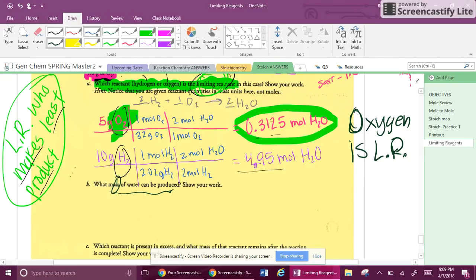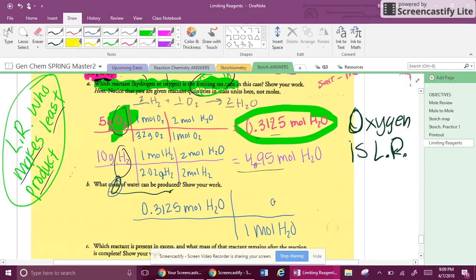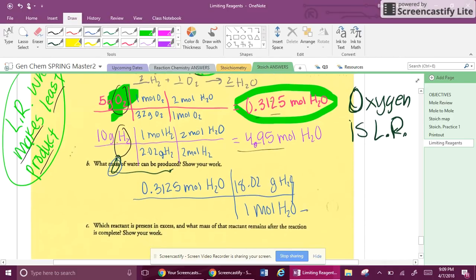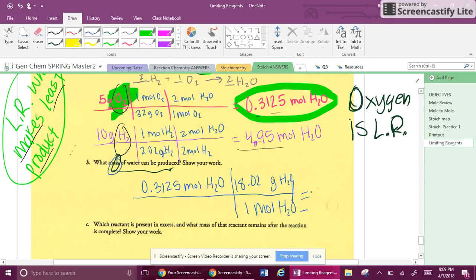What mass? So I'm just going to start with what I calculated up here, 0.3125 moles of H2O, and I'm going to convert that to grams because it wants the mass. And I know that for every 1 mole of H2O, the mass in grams, if I look at the periodic table, is 18.02. So if I put that in my calculator, again, I get 5.63 grams of H2O. And that's my final answer for that question.